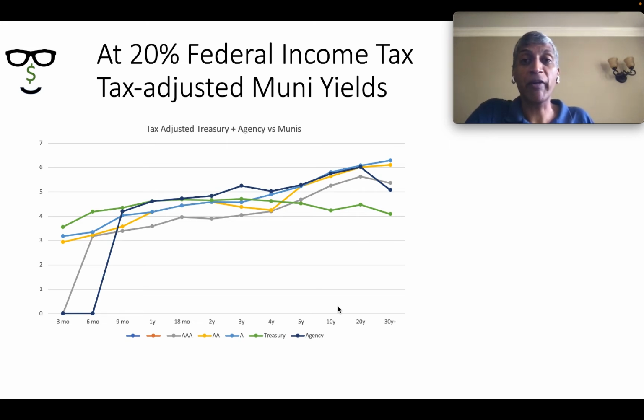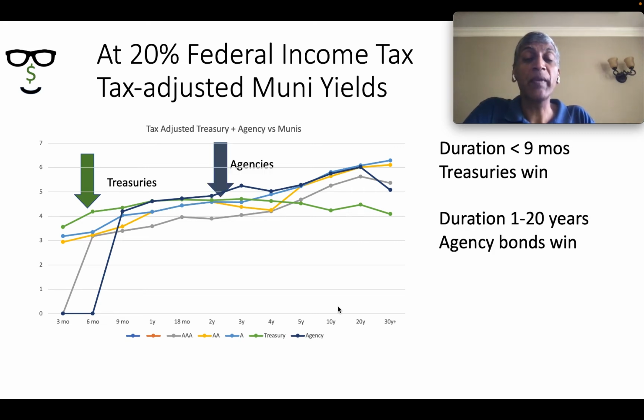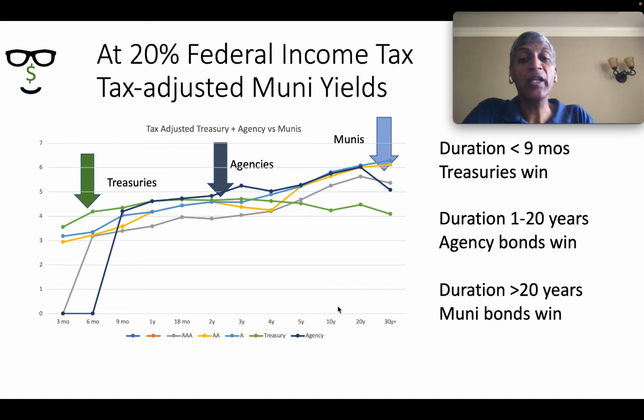And you would then compare treasuries, agencies, and munis on a tax adjusted basis. What we saw is that if your federal income tax was 20%, in the short term, Treasuries still handily beat agencies and munis. In the medium term, agencies still beat Treasuries and munis, and it's only in the 20-year plus duration that muni yields compensate, and on a tax adjusted basis, you are better off owning a muni at a 20% federal income tax rate.